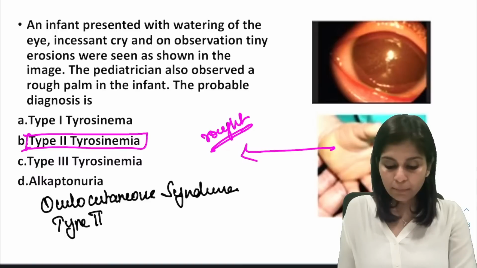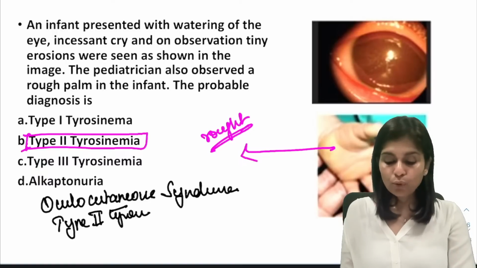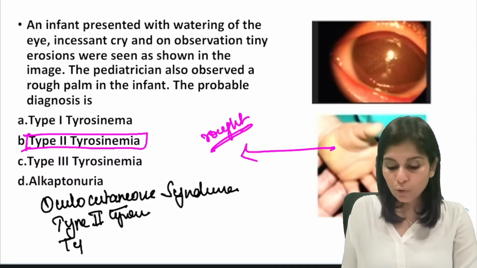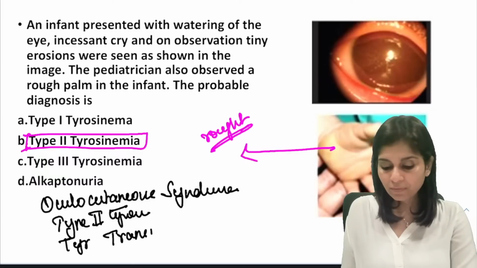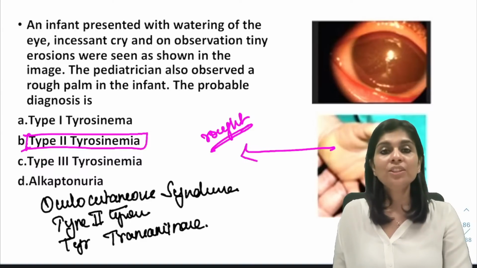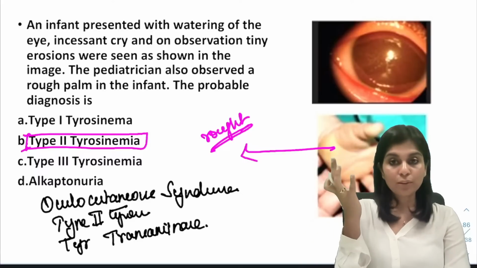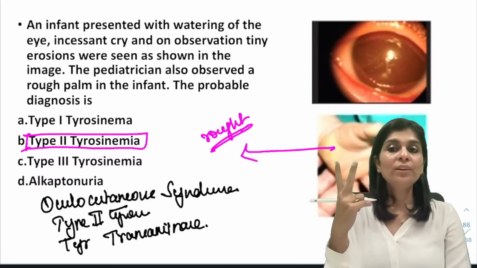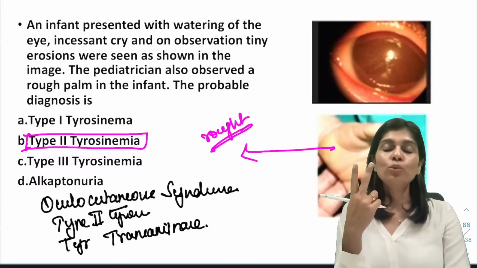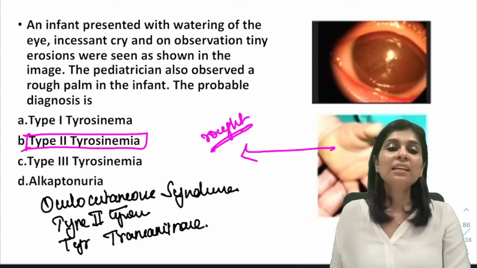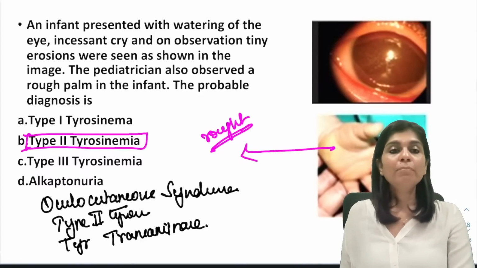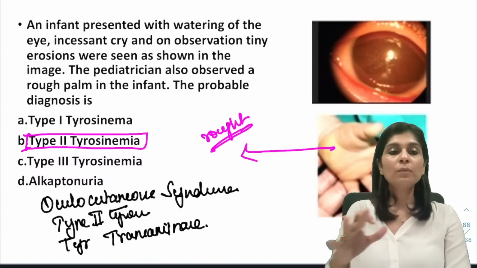This is type 2 tyrosinemia. And this type 2 tyrosinemia is caused by the defect of 2 T's. What are the two T's? Tyrosine transaminase. So this is how you can memorize this condition. What is the diagnosis? Oculocutaneous syndrome. We have two eyes, so it is type 2 tyrosinemia, caused by the defect of two T's: tyrosine transaminase deficiency.